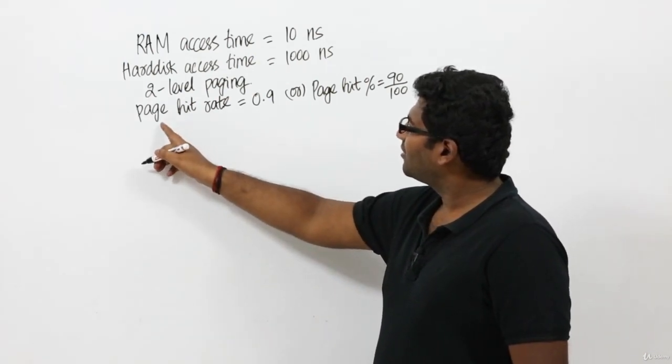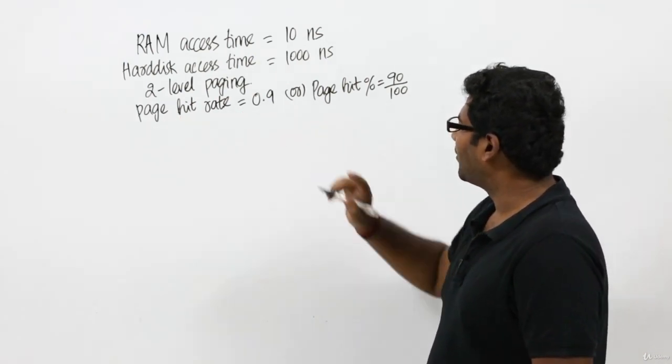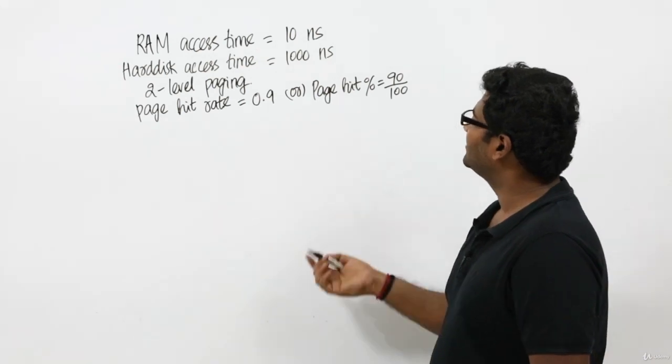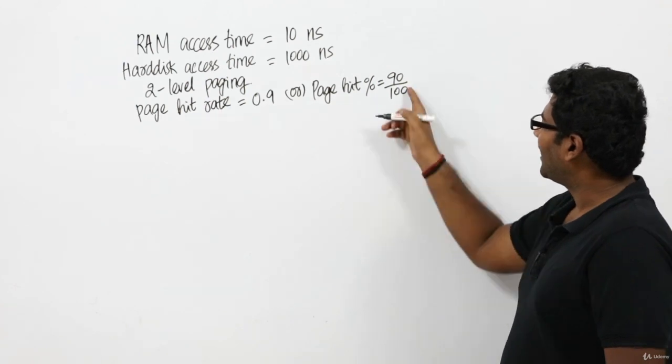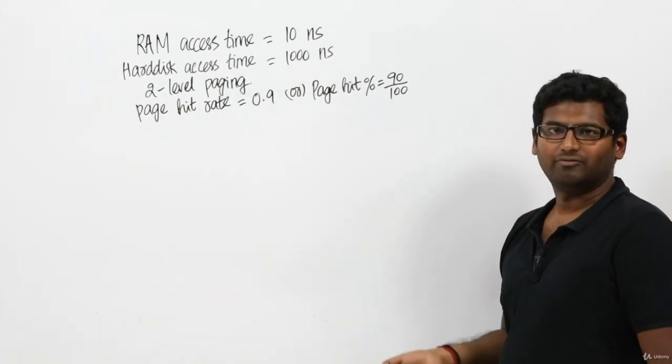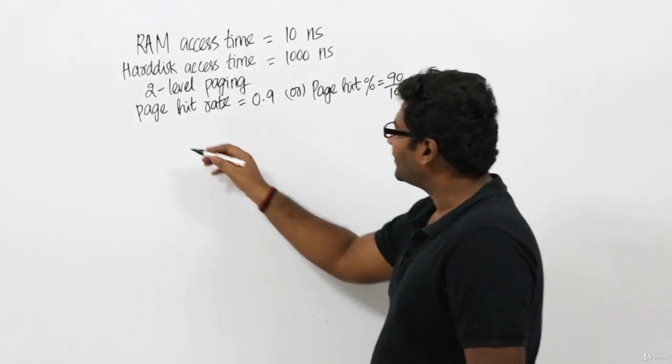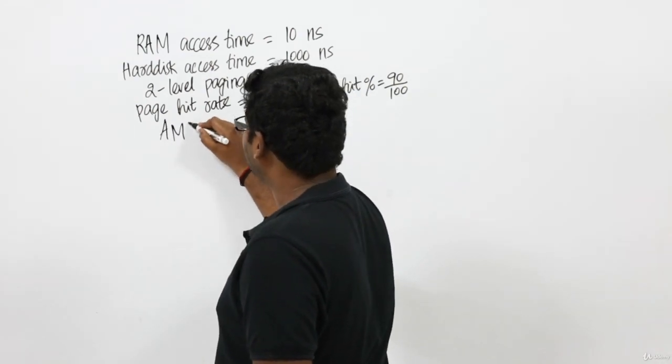Fine. Also, they have given that page hit rate equals 0.9. We can also say this as page hit percentage equals 90%, right? They both are the same, right? 90 divided by 100 is 0.9. Fine. Now let's calculate the average memory access time.